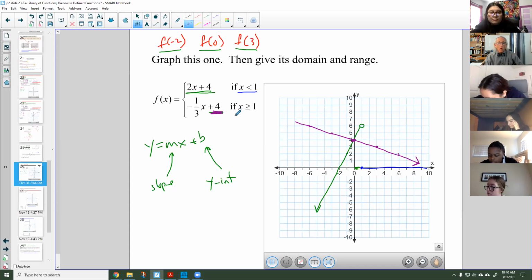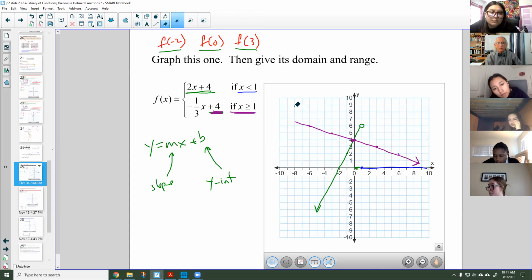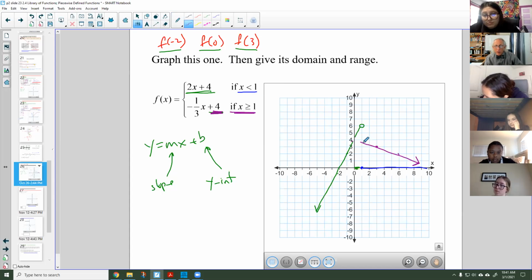But it's telling me only if x is greater than or equal to 1. So I have to do some erasing here. I have to erase all of this stuff right here, even the 4 there, and I'm not starting until x equals 1. And here I have a closed circle because 1 is included in the domain of this piece of the function.